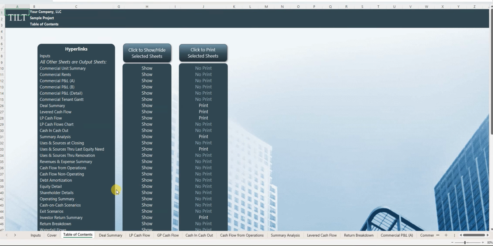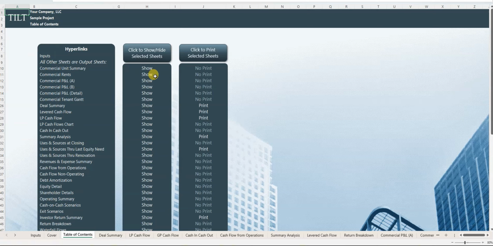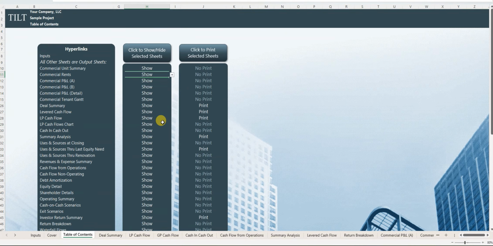First up, you see the table of contents lists all the sheets in the model, and I have options to toggle whether or not I wish to show the sheets. A lot of them you may decide are not relevant for you, and you can just hide them. Similarly, you can select which sheets you want to print for your package to send out to potential investors or whomever. As well, this table of contents is entirely hyperlinked.